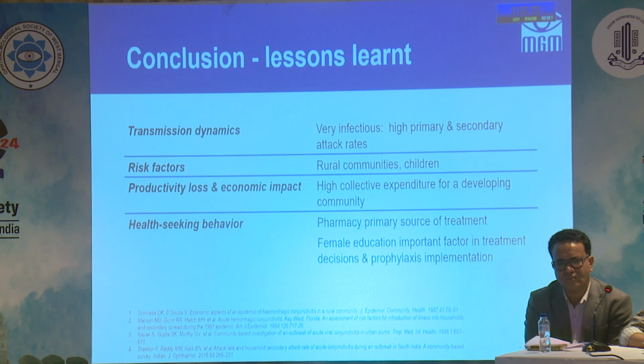They should also address risk groups where you prevent pharmacies from directly selling medications off the counter, and promote prophylactic measures to prevent the outbreak from spreading within the family.